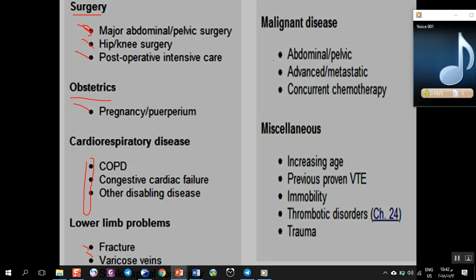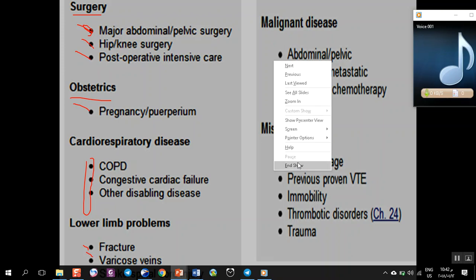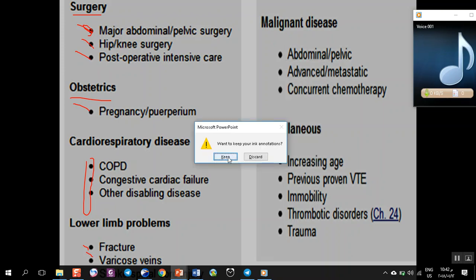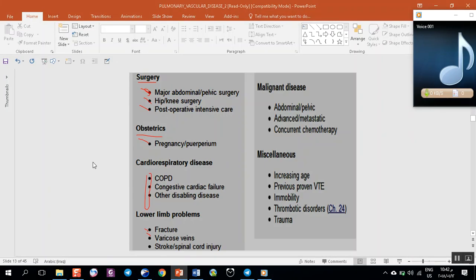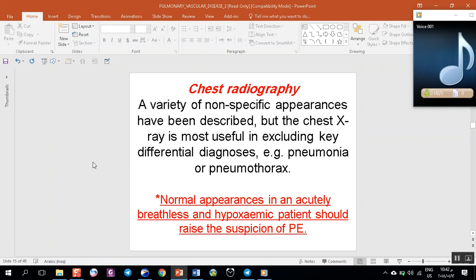age. Because of embolism, immobility, thrombotic disorders, and more, thrombophilia. And trauma. These could be a cause of or a risk factor for embolism. Investigation. A patient at risk of embolism, or who presents with embolism: how can I investigate the patient?